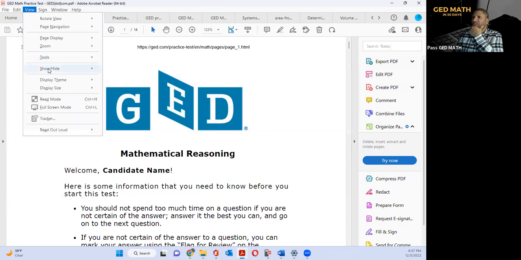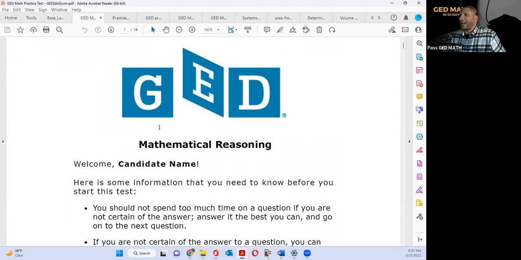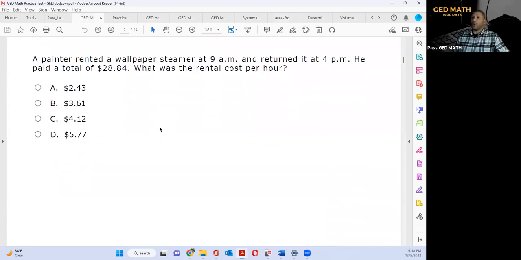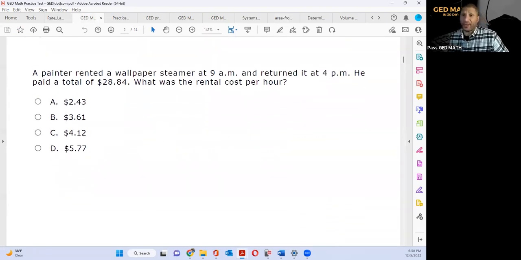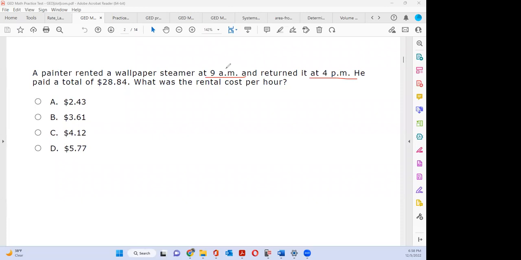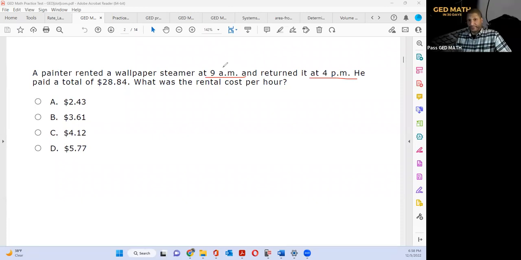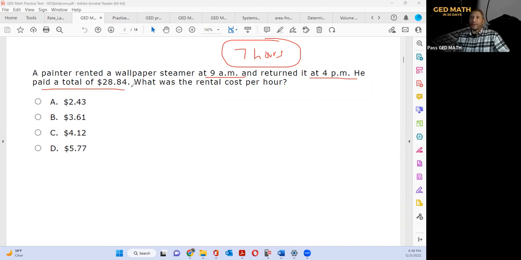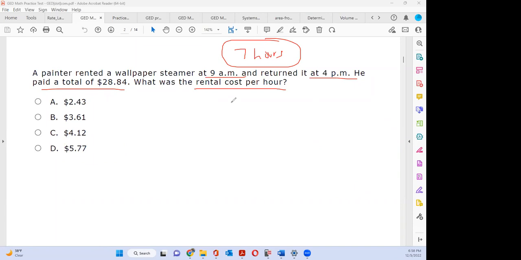No matter what question they give you, you are identifying what's given and what they want to know. If I'm looking at this problem here: a painter rented a wallpaper steamer at 9 a.m. That's a given. Returned it by 4. How many hours is that? 7 hours. He paid a total of 28.84. They're asking you for the cost per hour.